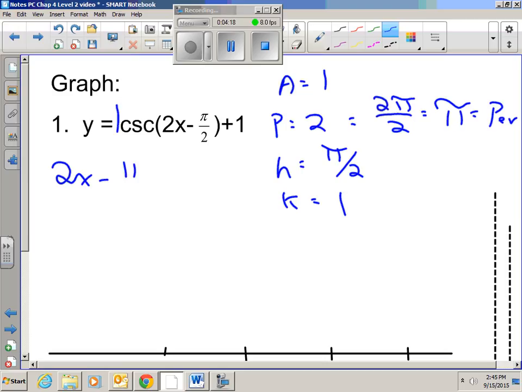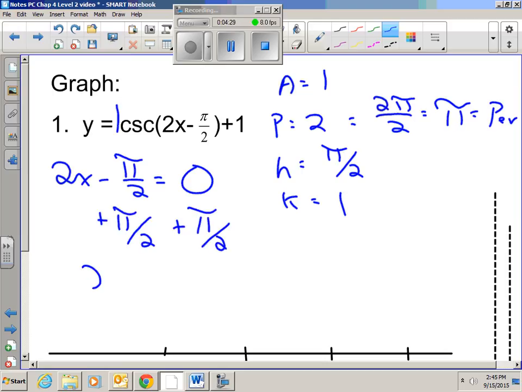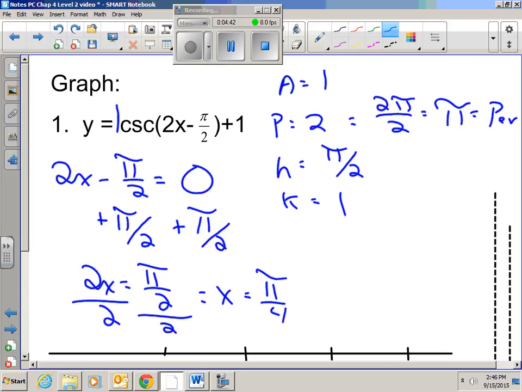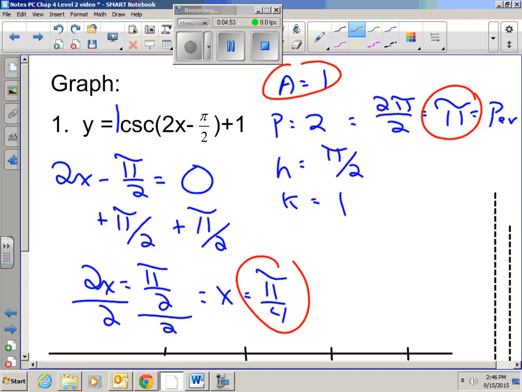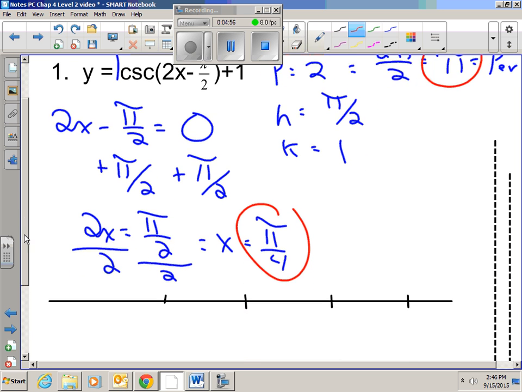2x minus pi over 2 is equal to 0. I'm going to solve this for x. So I'm going to add pi over 2 to both sides. Now I have 2x is equal to pi over 2. I'm going to divide both sides by 2. Pi over 2 divided by 2 is equal to pi over 4. So a couple things to keep in mind as we look at this picture. I have an amplitude of 1, a period of pi, and my graph is going to start at pi over 4. And I have a climb of 1.